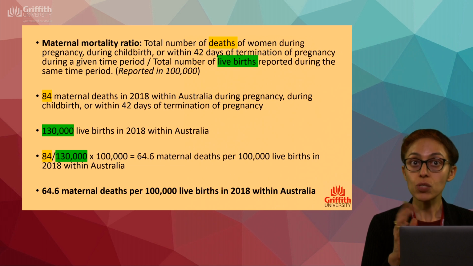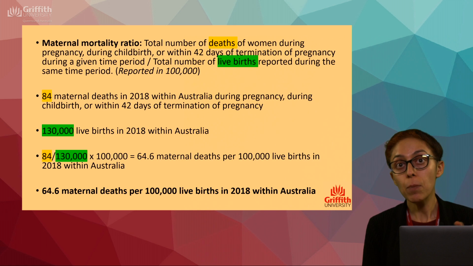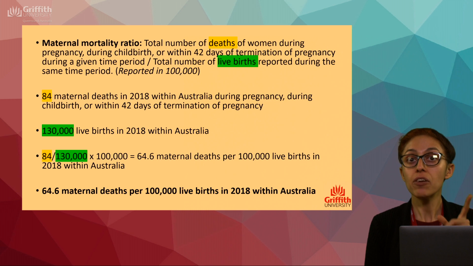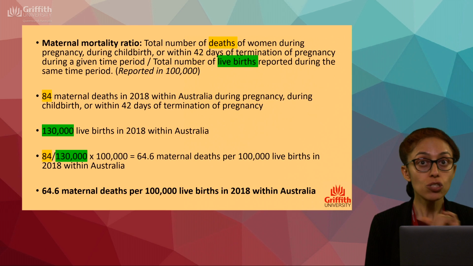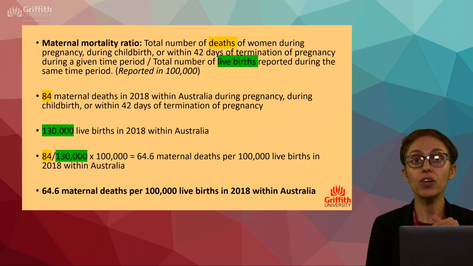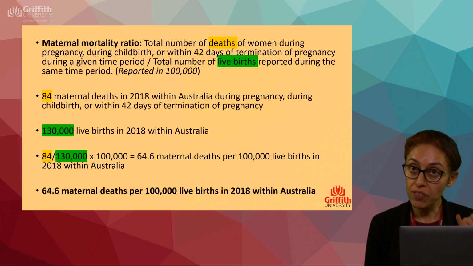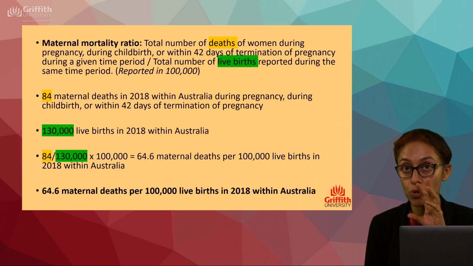Now we move on to our last one, which is the maternal mortality ratio. What does this mean? It means the total number of deaths of women during pregnancy, or during childbirth, or within 42 days of termination of pregnancy, during a given time period. So it could be any of these scenarios when the woman passed away. This is divided by the total number of live births reported during the same time period. Live births meaning live born babies.